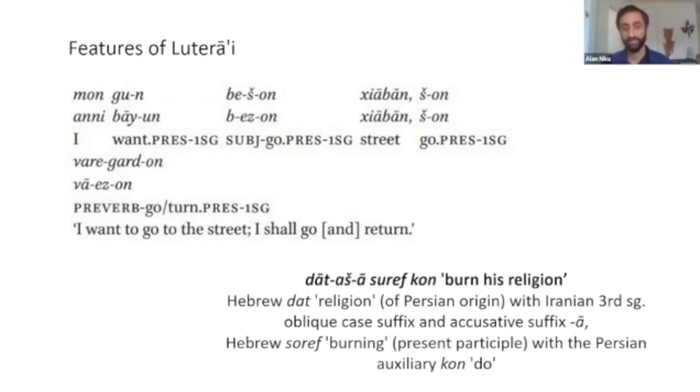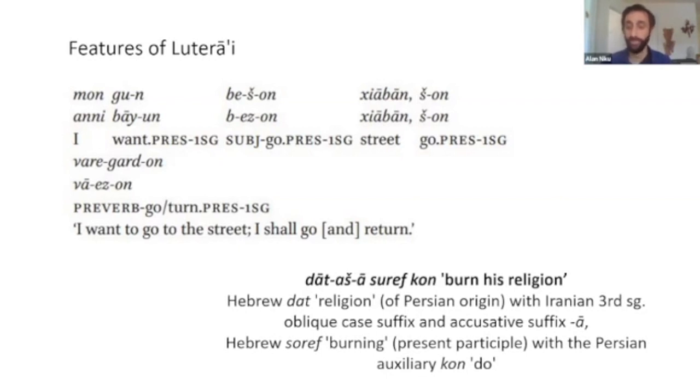Then that ash is the third person possessive from Persian. Ah is the object marker from Persian again, or it's actually a modification of that. Suref again is from Hebrew. It means burning. And kon is the Persian word do. So it's creating a compound verb now. Surefkon is do the burning, but the burning is used in Hebrew. So again, this very interesting mix.